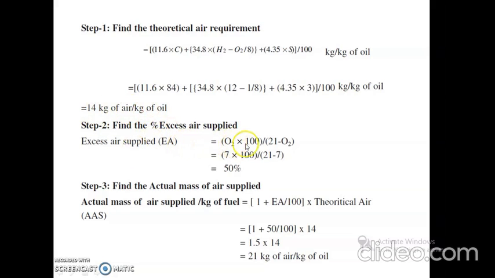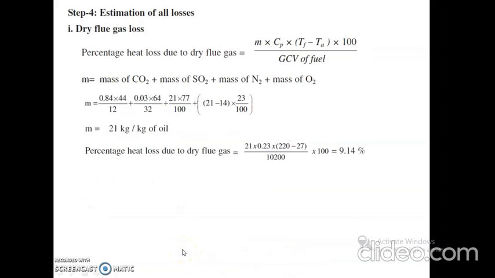So excess air is calculated with the help of oxygen in the exhaust. With this oxygen percentage, you can calculate the excess air, which is 50% in our case. And then with the knowledge of theoretical air and excess air, you can calculate the actual mass of air supplied per kg of fuel. After substituting the values of excess air and theoretical air, the actual air supplied comes to be 21 kg of air per kg of oil or fuel.